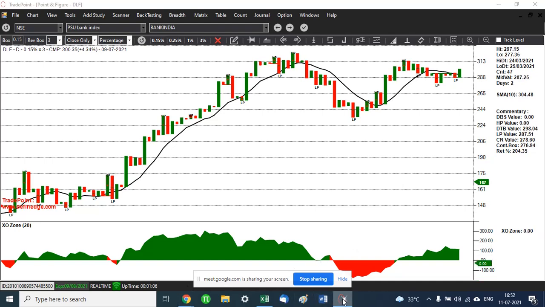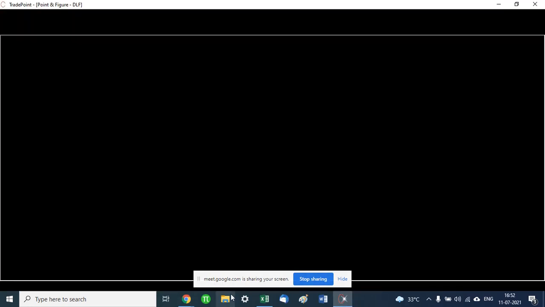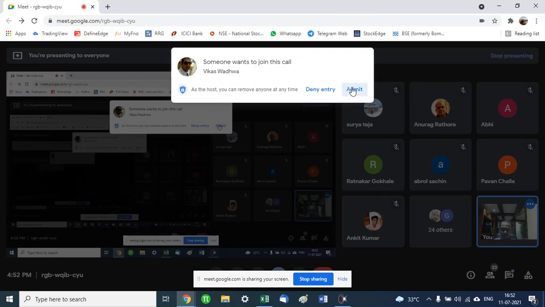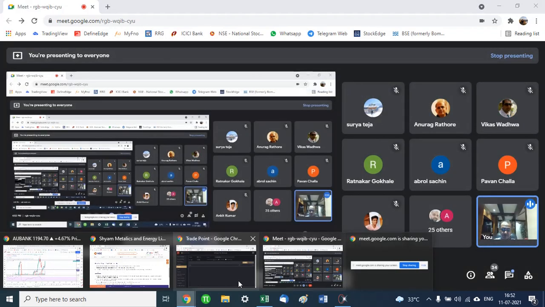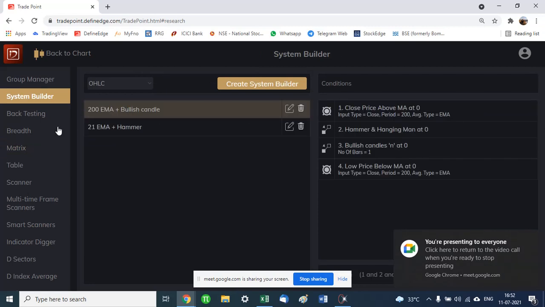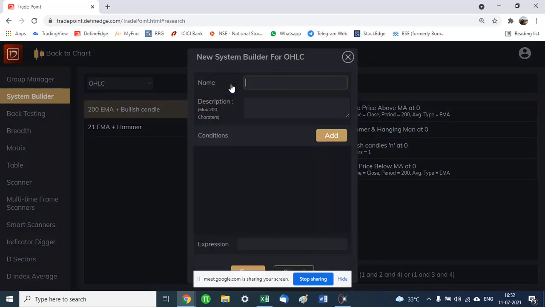This scanning mechanism of TradePoint is very useful. I use this a lot. I have also generated some custom scans. For example, you have the system builder. In system builder, you can create your own scans. I have created some candlestick scanners of my own. Here you come to system builder, create system builder, type in the name of the system you want to create, and you add conditions from here.